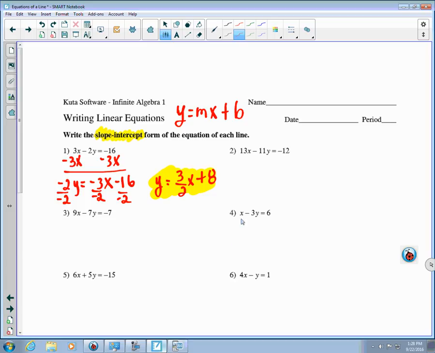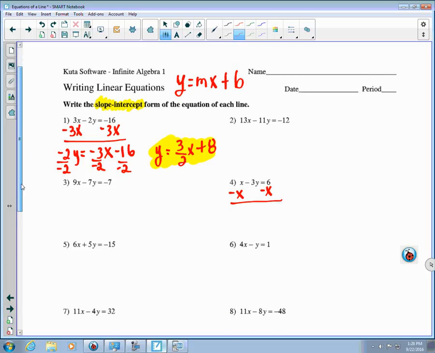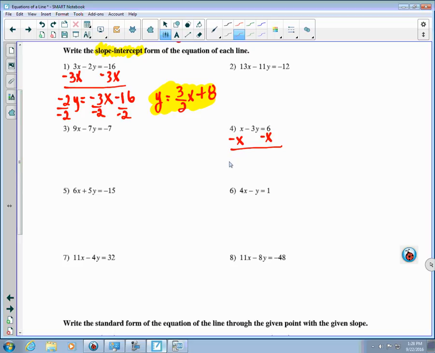All right, number 4. Take away x. So negative 3y equals negative x plus 6. And then divide by negative 3. Now I'm going to go ahead and write my invisible 1. There you go. Good job. Thank you. So y equals, what's negative 1 divided by negative 3?